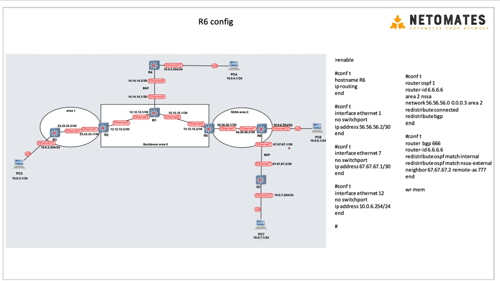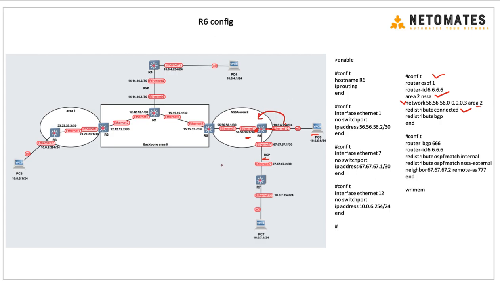R6. So R6 we have connected, this side we have BGP and another side we have OSPF. On the OSPF configuration, we need to specify the area type. This is in the NSSA area, and to specify to run OSPF on this interface we are using the network command and area 2, and we are using redistribute connected. This is for redistributing this PC6 network. This is a connected network we are injecting into OSPF.